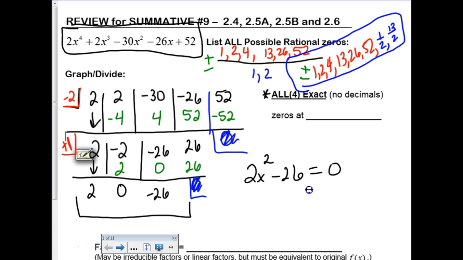So if you were to solve this quadratic, most people would add the 26 and then divide by 2. So get x squared equals 13. And then you are going to get 2 zeros here, guys. You're going to get positive and negative square root of 13. But that's only 2 zeros, and you're supposed to find 4. Where are the other 2? Yeah, the ones we stole from the calculator, so negative 2 and positive 1. So there's your 4 exact zeros, no decimals. Can't use your calculator's trace key to do this.